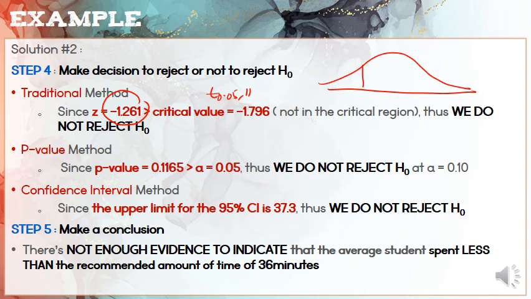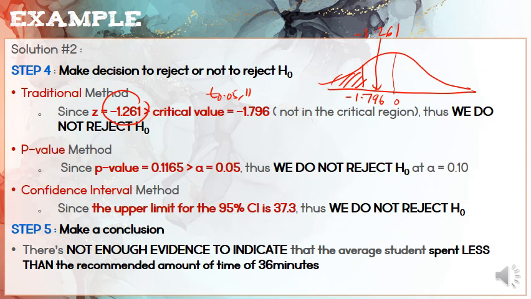our critical value is here, negative 1.796. Okay, saya ambil left side, okay, because less than is one-sided dekat left side. Okay, so tengah-tengah ni 0. So negative 1.261 should be around here, where it is in the non-critical region. Non-critical region, do not reject.